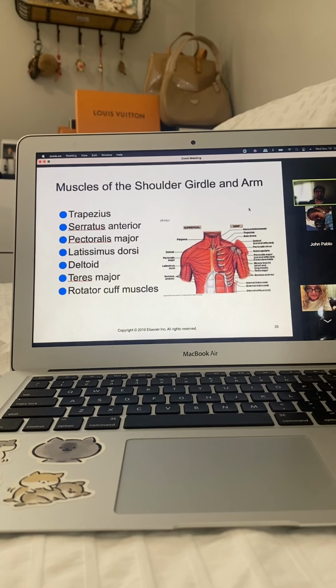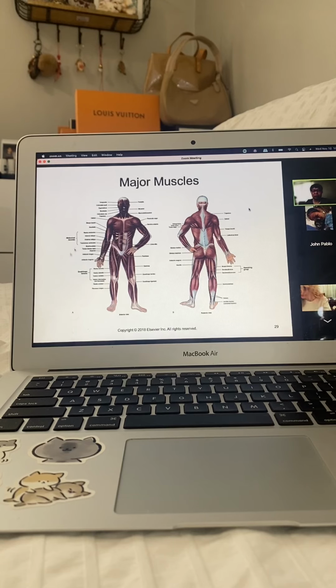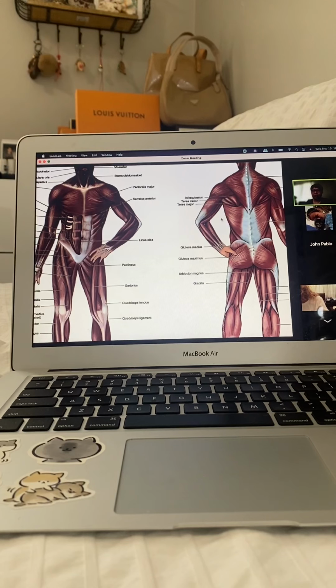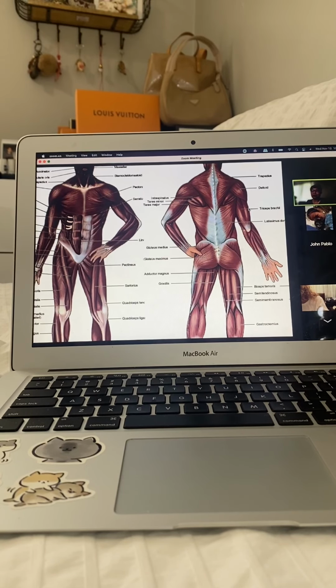Trapezius. Let me show the trapezius. Trapezoid, triangle. So these are the most common muscles that you will encounter. So you have your trapezius muscles. And then you have your latissimus dorsi. And then of course your deltoid. That is a cup on the shoulder where you give your deltoid shots or intramuscular injection.